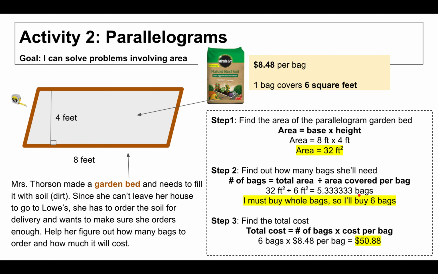Well, guys, I can't buy 5 1/3 bag. All right, Lowe's is going to be like, yeah, we can't fill that order. I have to round up. So I'm going to end up buying 6 whole bags, and I'll just have a little bit extra.